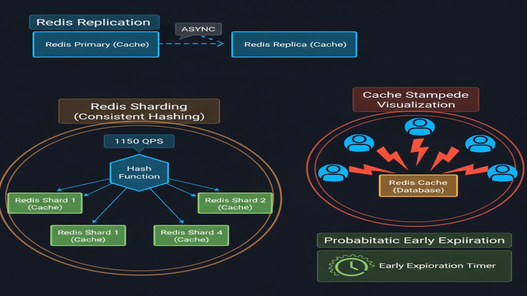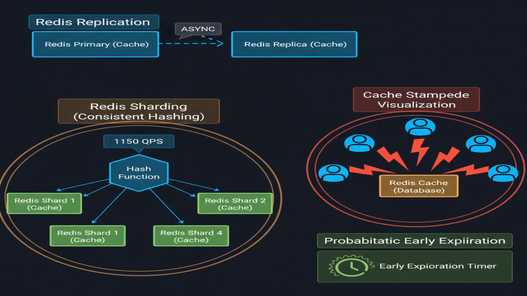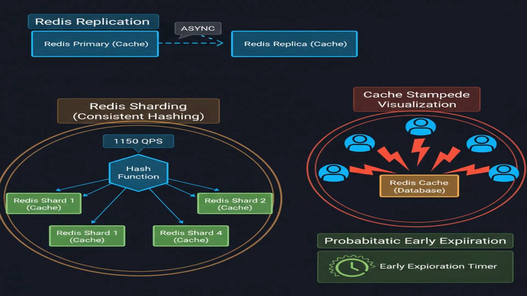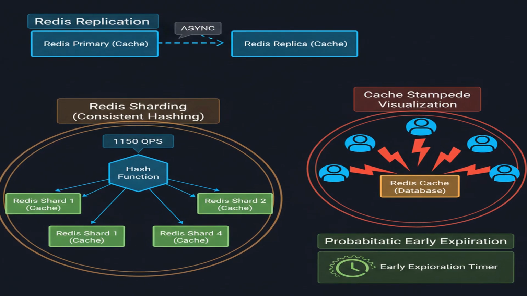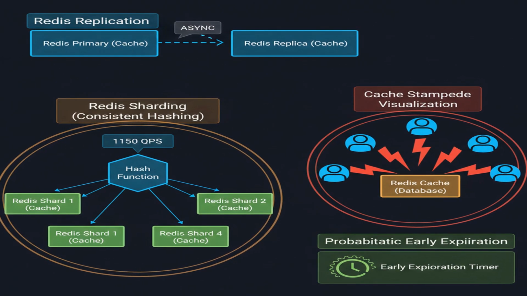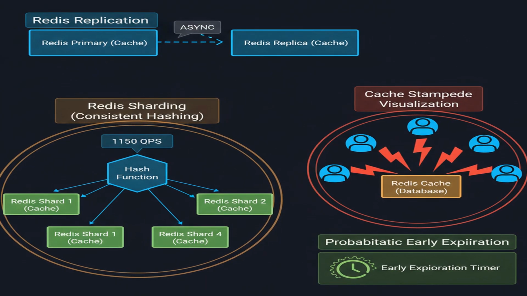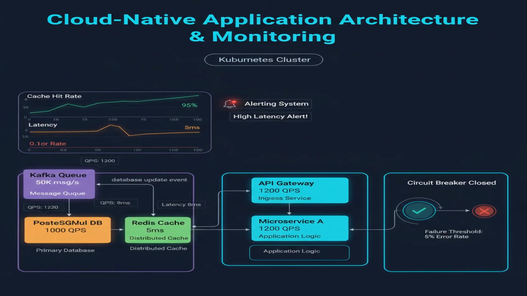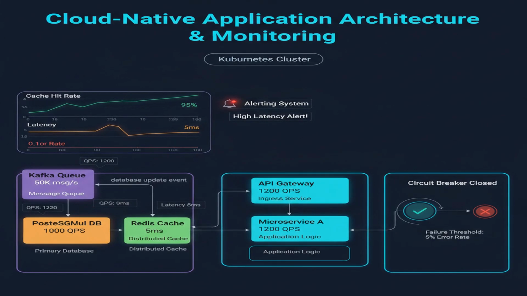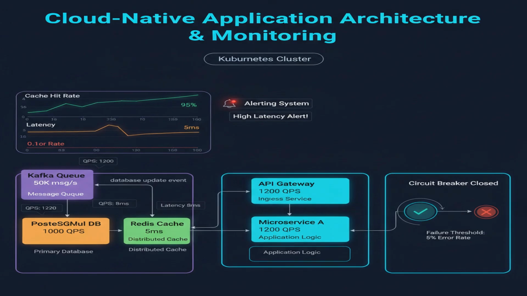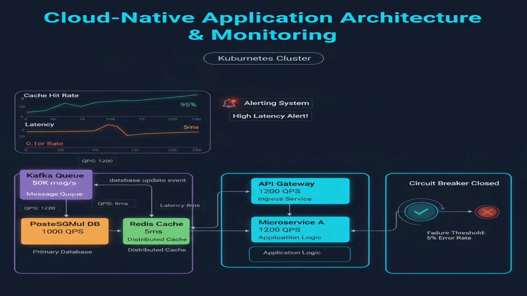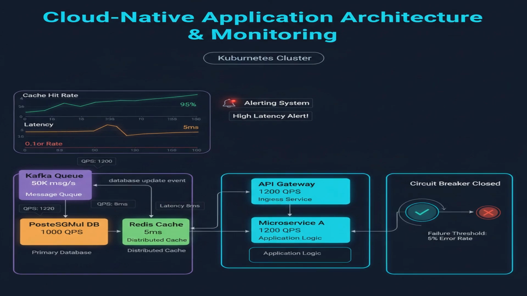This brings us to a crucial challenge, the cache stampede problem. This occurs when a large number of requests hit the cache simultaneously after a cache expiration. To mitigate this, we can use probabilistic early expiration, where we add a small random jitter to the TTL of each cached item. For reliability, we need to monitor our cache hit rate, latency, and error rate. We'll set up alerts to notify us of any anomalies.